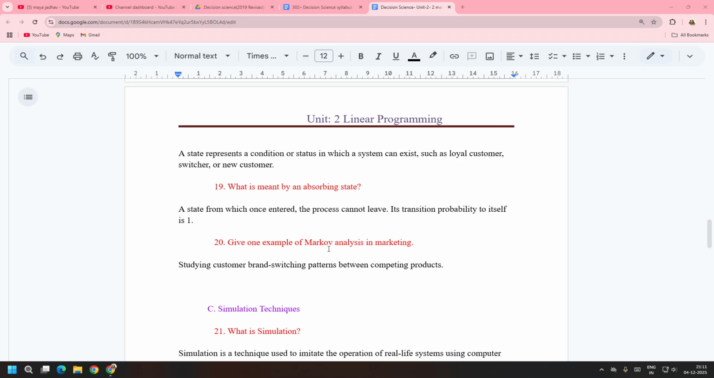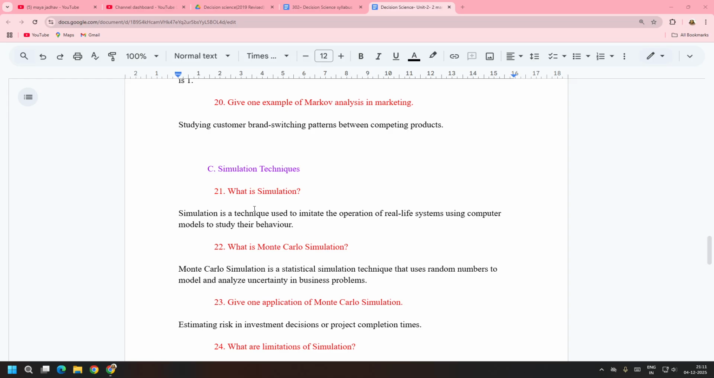Give one example of Markov analysis in marketing. Studying customer brand switching patterns between competing products. Question number 21. What is simulation? Simulation is a technique used to imitate the operation of real life systems using computer models to study their behavior.